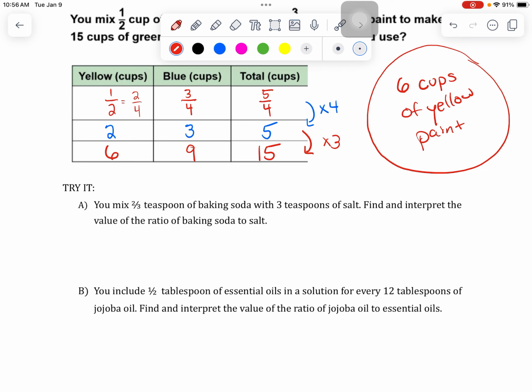All right, so for problem A, it said you mix 2/3 of a teaspoon of baking soda with 3 teaspoons of salt. Find and interpret the value of the ratio of baking soda to salt. So if I look at my ratio, it was 2/3 to 3. And this said to find and interpret the value. So to do that, we know we need to divide. So it's 2/3 divided by 3/1, which when we do our keep, change, flip, it becomes 2/3 times 1/3. So we end up with a value of 2/9.